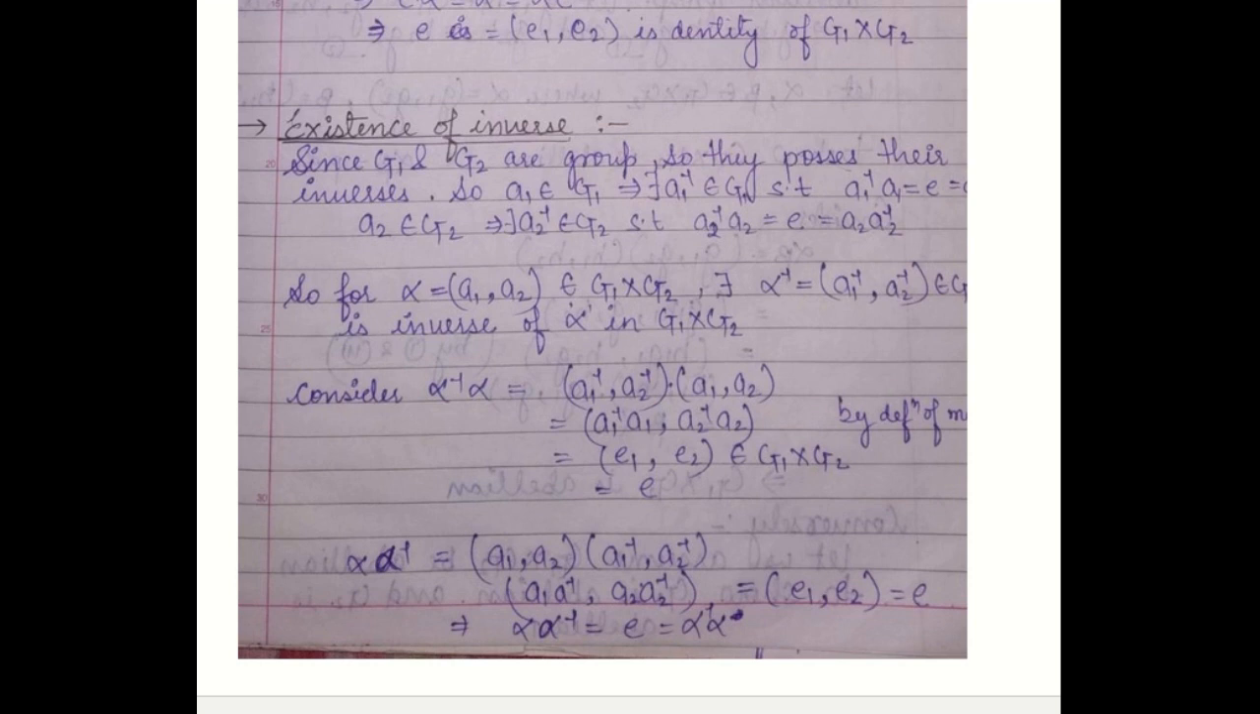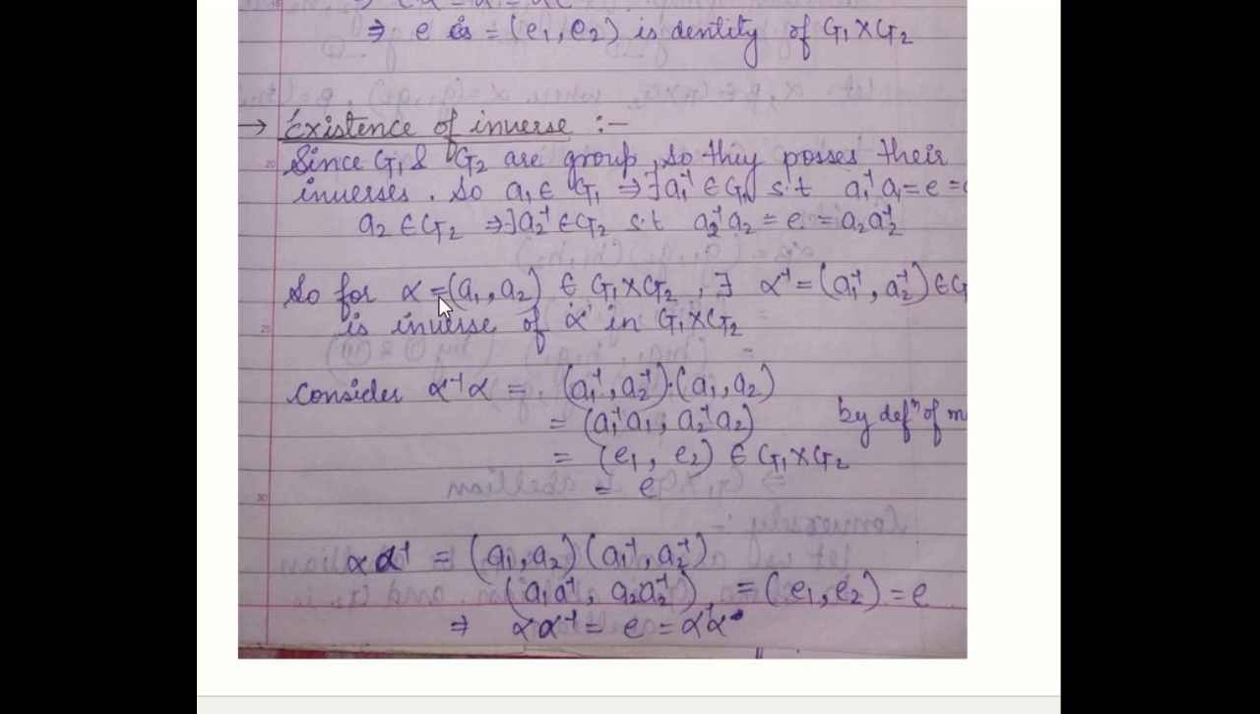So, existence of inverse. Since G1 and G2 are groups, they possess their inverses in G1 and G2 respectively. That is, if A1 is any arbitrary element of G1, then there exists A1 inverse belonging to G1 such that A1 inverse times A1 is equal to E, which is equal to A1 times A1 inverse. Similarly, A2 belongs to G2, so its inverse A2 inverse belongs to G2 such that A2 inverse times A2 is equal to E, which is equal to A2 times A2 inverse.